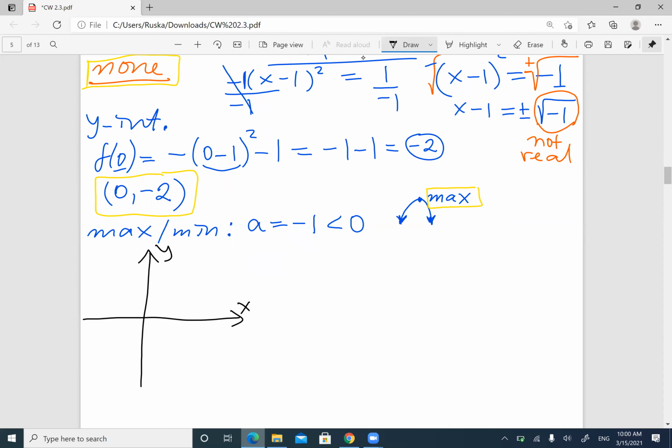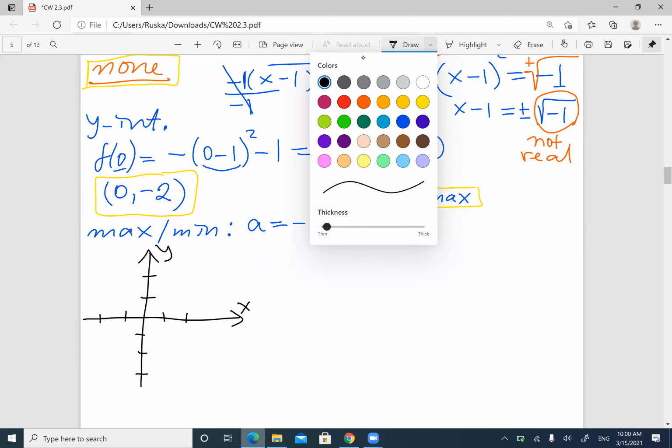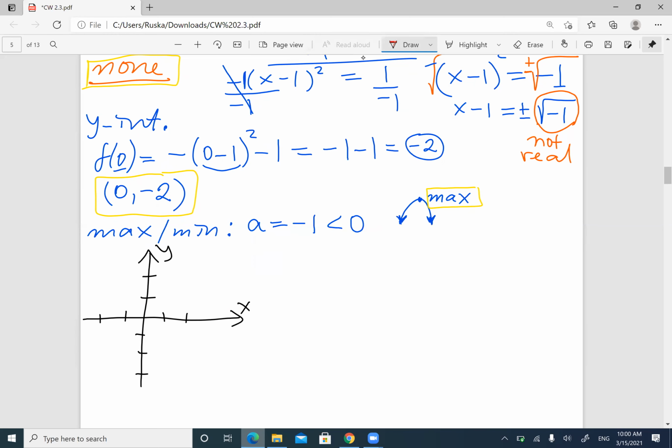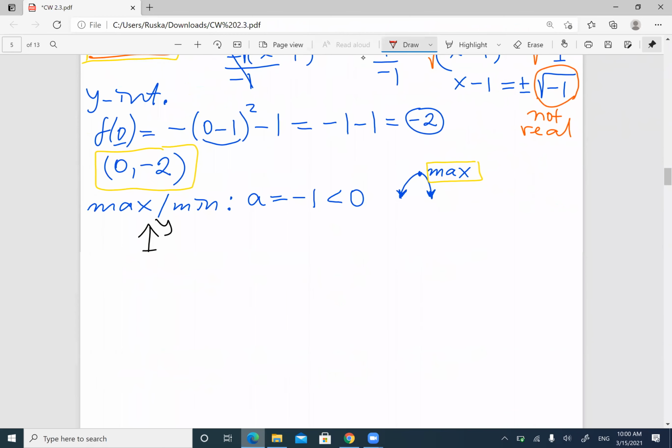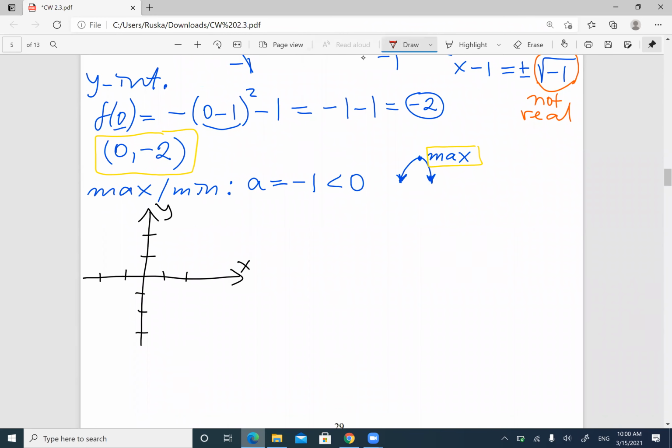And we're going to start graphing the points. Okay, so this is my x-axis and y-axis. So first we're going to start with the vertex. The vertex was 1 and -1. So x is 1, y is -1. This is my vertex. Okay, I don't have an x-intercept because you see the graph is going down.